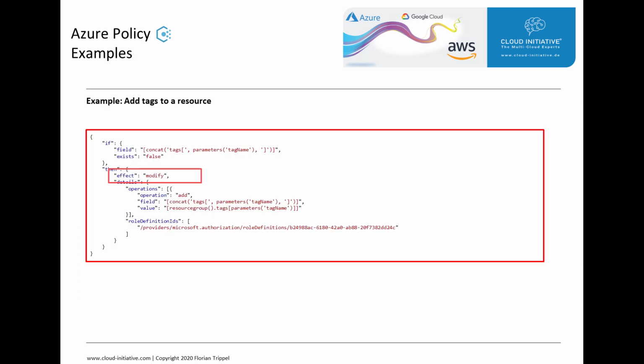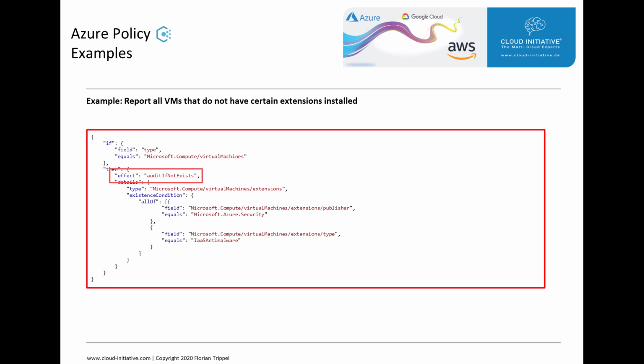In the following example, we use the modify effect to copy tags from the resource group to the actual resource. In Azure, resource tags are not inherited, but at least we can copy them to the resource this way. In the second example, we only write an entry to the activity log without denying the resource creation. And we do this when certain VM extensions are not present. We see that with Azure Policy, we can implement a vast amount of governance aspects to satisfy regulatory, compliance, and financial concerns.